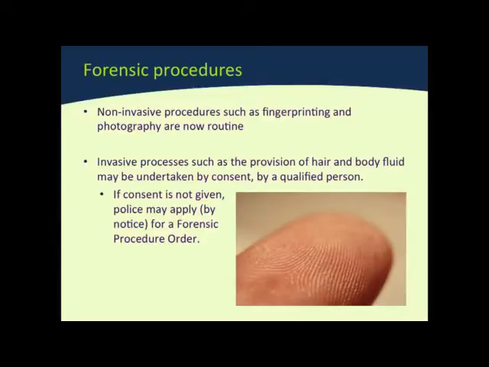Finally, we come to forensic procedures. Now, forensic evidence, as we've already said several times through this term, has really turned the world upside down as far as evidence goes, because until about 1989 there was no such thing as DNA evidence, and the whole world of criminal offending has just changed completely since then. Fingerprinting and photography have been routine for a very long time. And generally speaking, there's no difficulty about that.